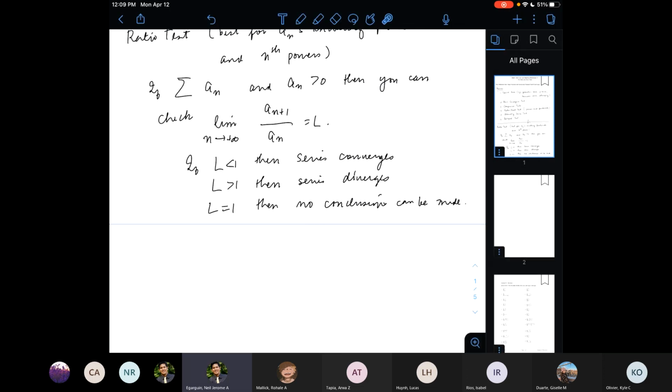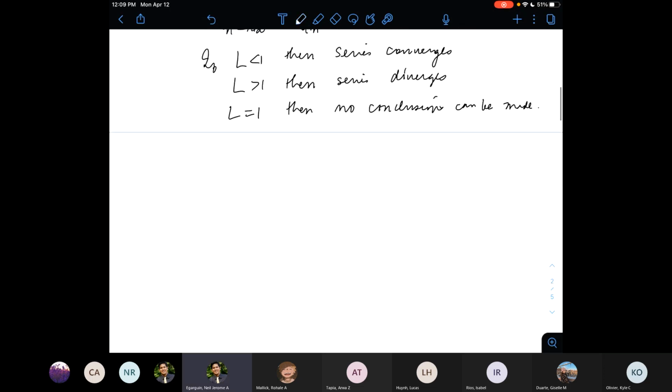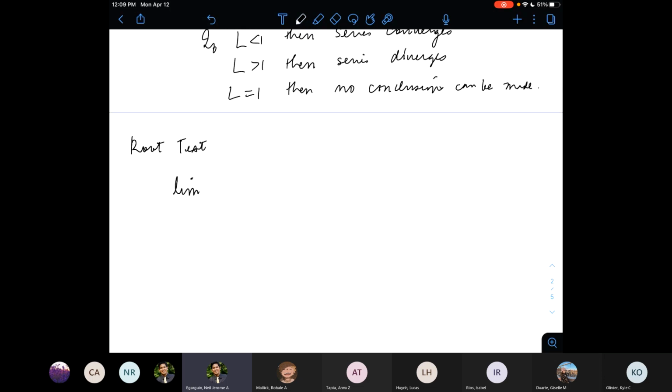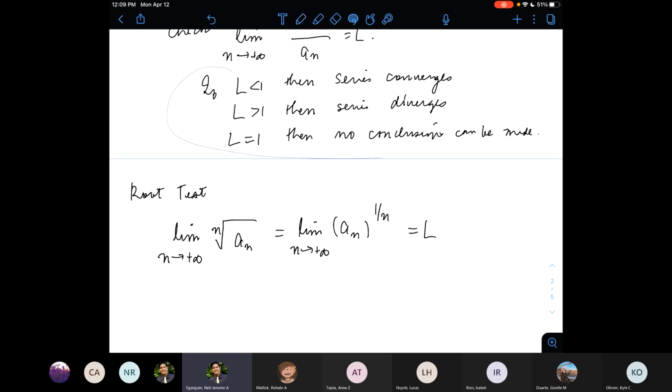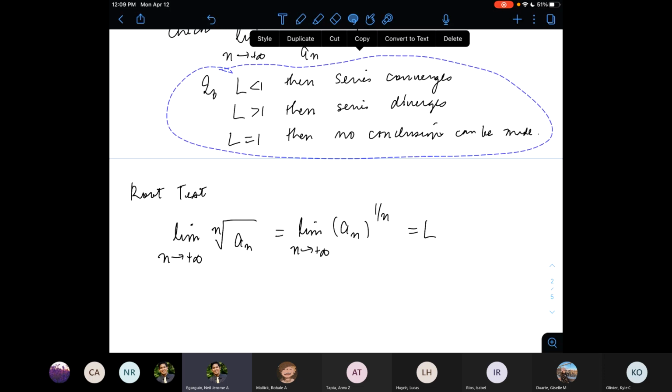Now, equivalent to the ratio test is the root test. They do have similar conclusions, but here we take the limit of the nth root of A sub n as n approaches infinity. All right. Now, in this case, you can also write it as the limit of A sub n raised to 1 over n as n approaches infinity. Let's call it L. And it will have the same conclusions as the ratio test.